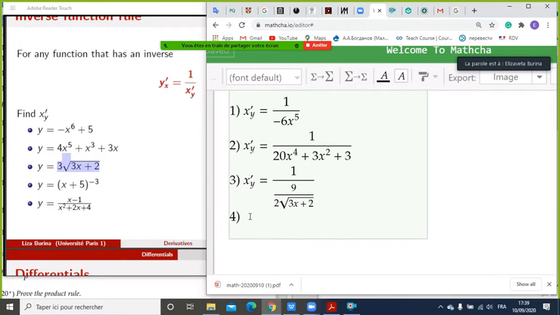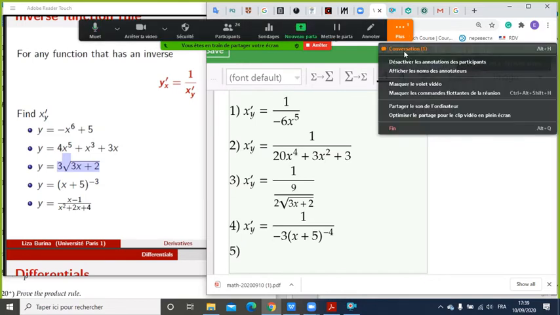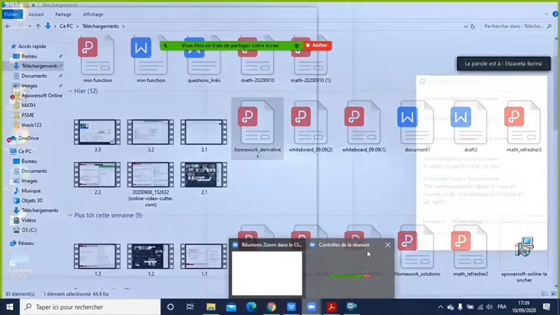And question number 4. And again, we have a fraction here of 1 over minus 3x plus 5 to the power of minus 4. And then the question number 5. I'm not gonna do that, okay? It's just, you know how to take the derivative of a fraction.